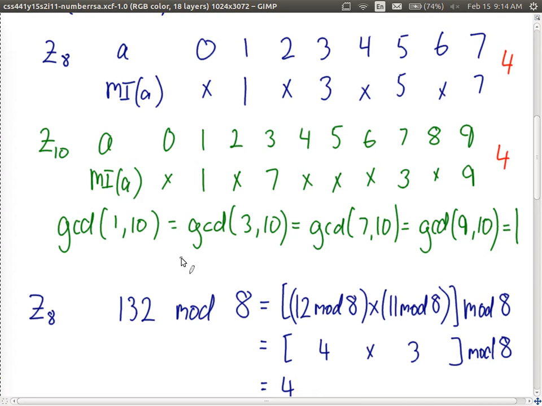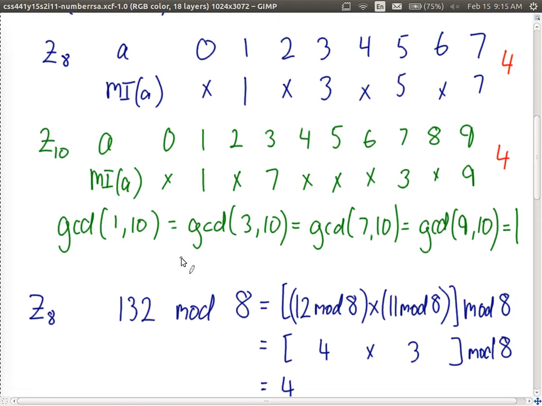1 and 8 are relatively prime. What does relatively prime mean? Greatest common divisor is 1. Right, so relatively prime means the greatest common divisor of the two numbers is 1. 3 and 8, relatively prime. 5 and 8, 7 and 8 are relatively prime. Therefore, they all have a multiplicative inverse.